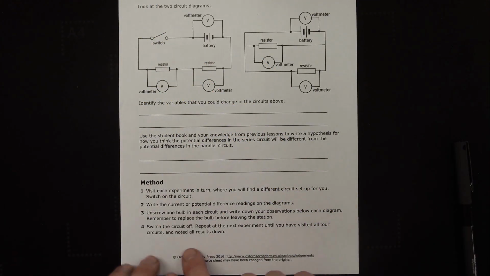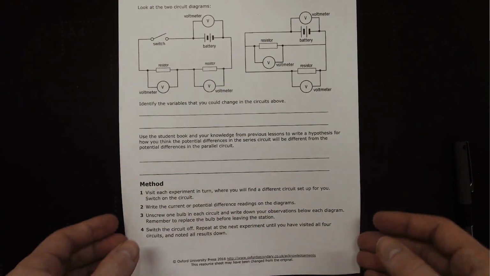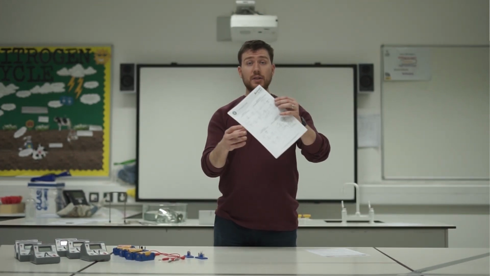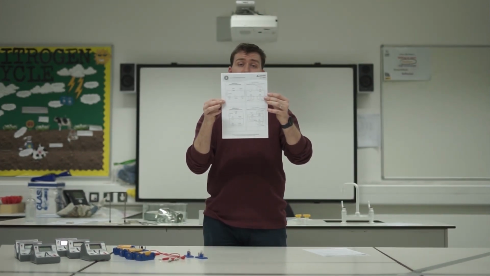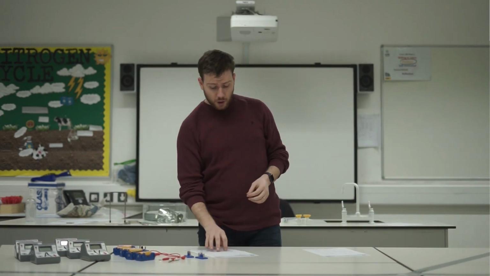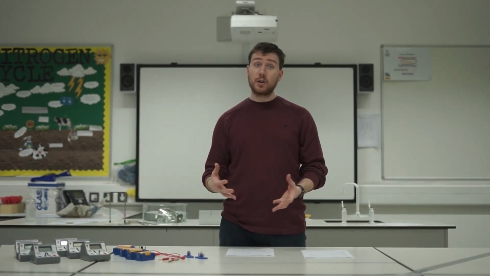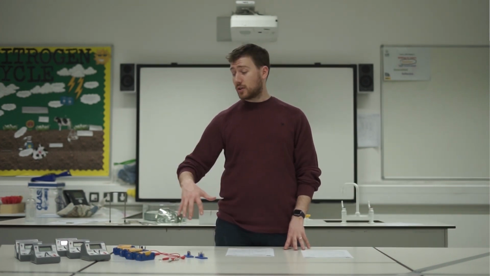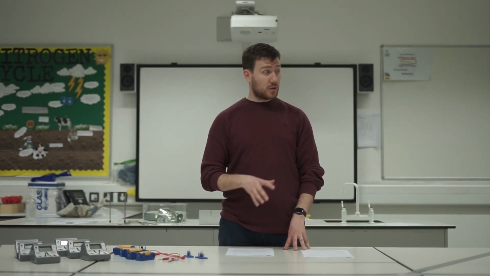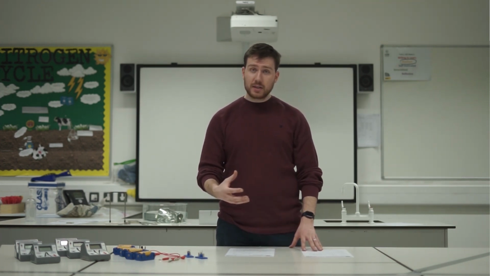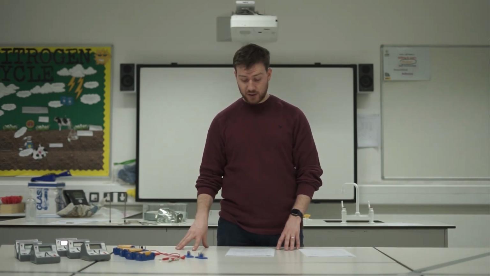Okay, let's look at the method then. So let's get into the actual experiment we're going to do. The experiment is based around this sheet, and this is what we're going to be filling in today. On the sheet, it shows you there are 4 different circuits that you've got to investigate. So what I'm going to do is build each circuit. You can have a look at it, and then we're going to measure the current in each circuit and the potential difference in each circuit.